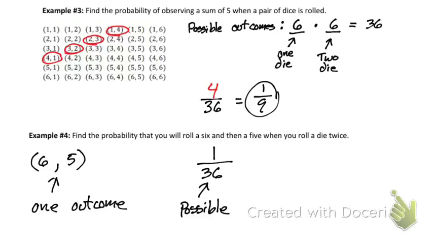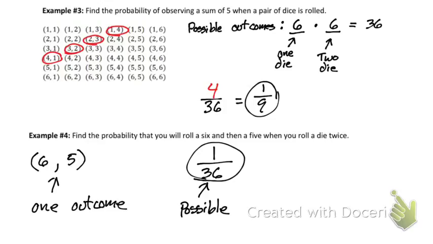That was my 6 times 6, which gave me that 36. Or you could have counted them up. And my answer is 1 out of 36. Do not overthink these. Just ask yourself, how many times does it happen? How many times can I roll a 6 and then a 5? It can happen once.